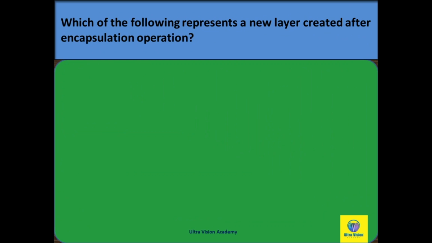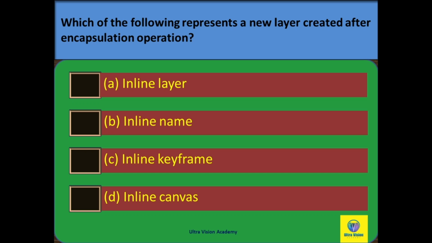Next question, which of the following represents a new layer created after the encapsulation operation? Options are A inline layer, B inline name, C inline keyframe, or D inline canvas. Well, for that the answer is inline canvas, D option. So whenever you combine two different layers using the encapsulation option, it will display a name, inline canvas. Inside inline canvas it will show you the two layers that we have combined. So that option is inline canvas.